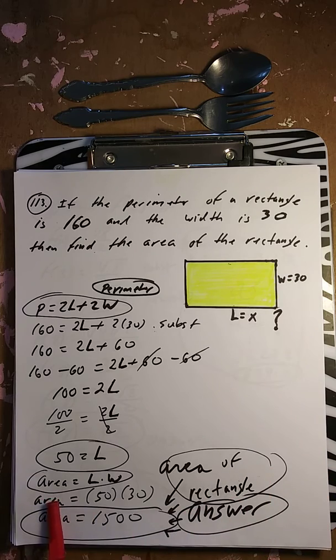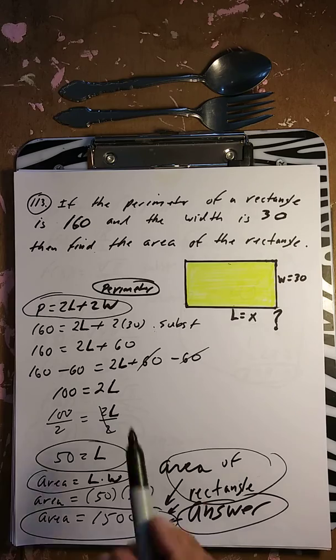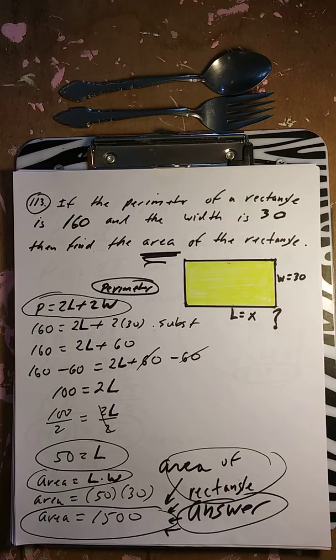So the area, that's what they want right here. Let me underline that so you can see it. This is what they want. So the area is going to be the length times the width. The length is 50 times 30. That's going to be 1,500.